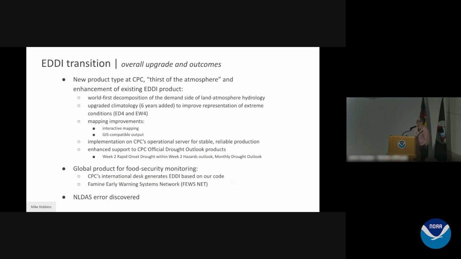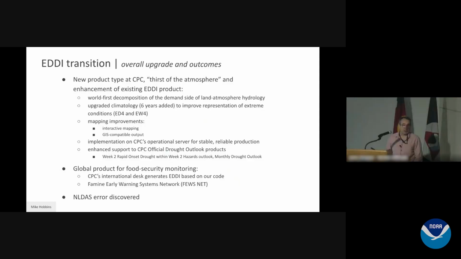So just to summarize the outcomes of our R2O project, we now have a new product type at CPC that measures the thirst of the atmosphere. It's an enhancement of our existing EDDI product that we developed here. We've developed this decomposition of the demand side of land atmosphere hydrology fluxes that is useful for drought, wildfires, wherever you might want to point your hydrology.